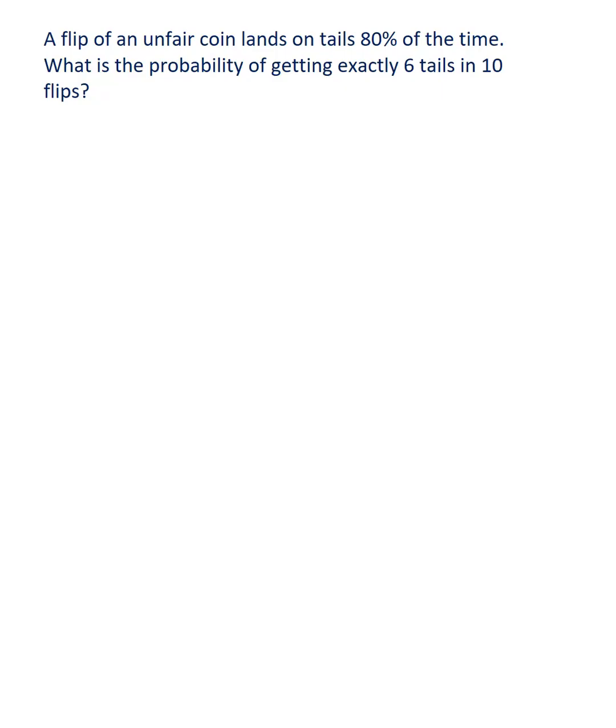Now take this example. A flip of an unfair coin lands on tails 80% of the time. It's an unfair coin, right? So it does that. What is the probability of getting exactly 6 tails in 10 flips?